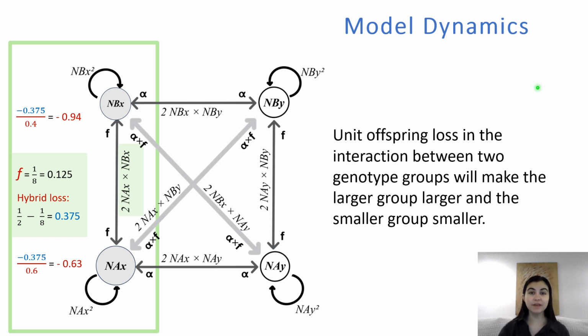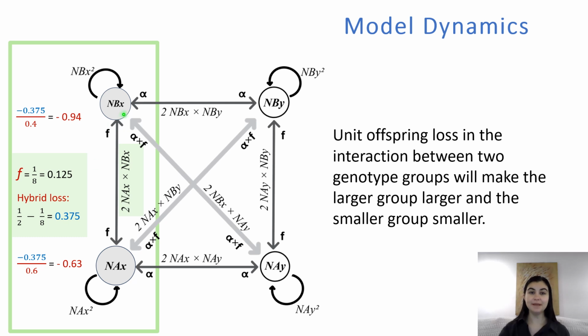Now we can take a look at the interaction of these two genotype groups. We notice that NAX is larger than NBX. This means the larger group will suffer less reduction in population ratio because it starts off larger than NBX. If we factor in the hybrid loss from each group, we can see here that if NAX has a population of 0.6, the reduction in the size of the phenotype group is 0.63.